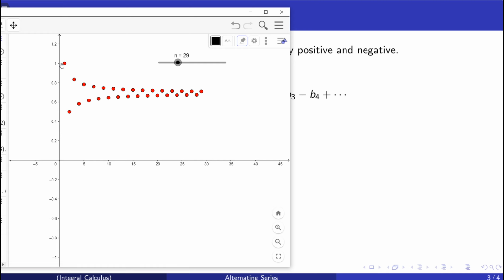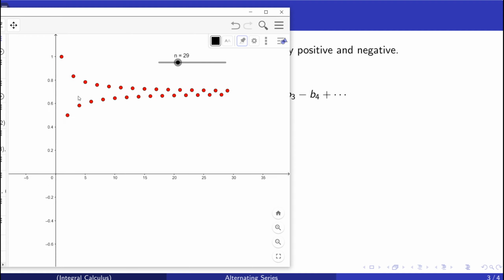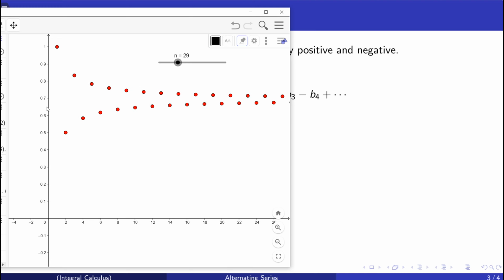I mean, what are these points up here? These are the odd partial sums. This is S1, S3, S5, and so on. While the points below are the even partial sums, when you stop at an even term. This is S2, S4, S6, and so on.